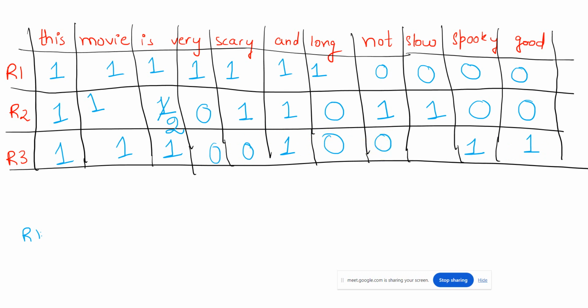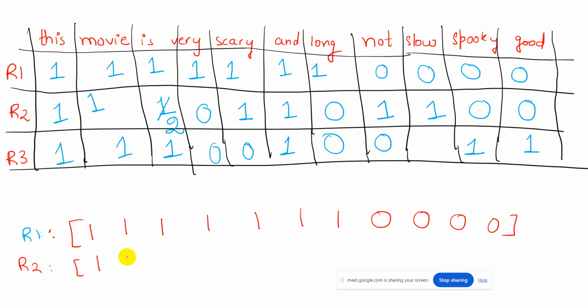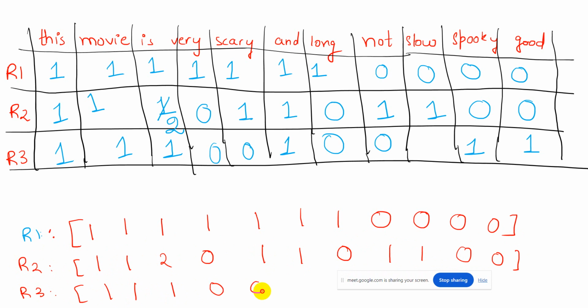So now if somebody asks you what the bag of words vector representation for R1 is, you just write the vector that you got: 1 1 1 1 1 1 1 0 0 0 0. Similarly for R2, what will it be? 1 1 2 0 1 1 0 1 1 0 0. And for R3, what will it be? 1 1 1 0 0 1.